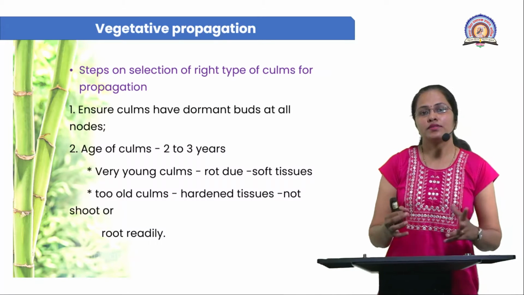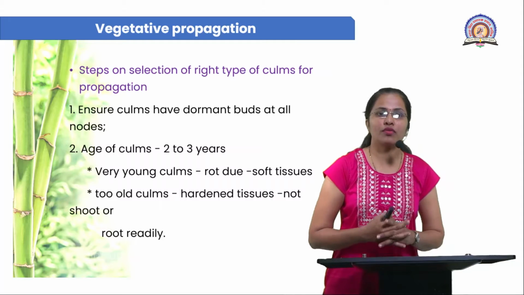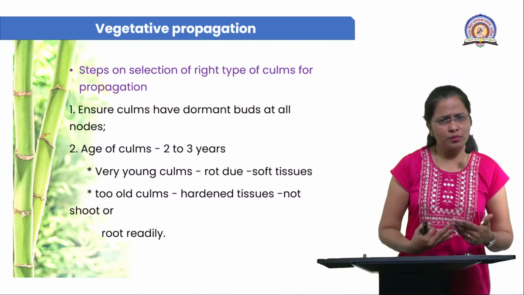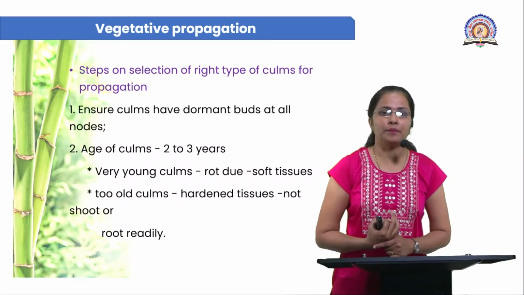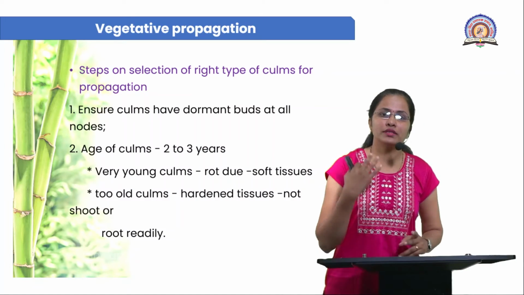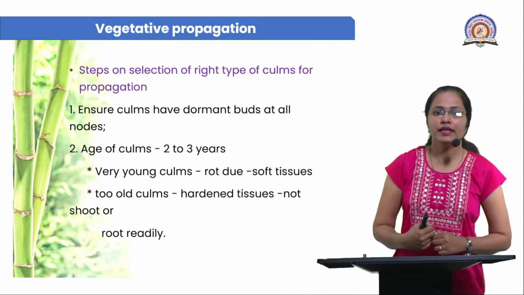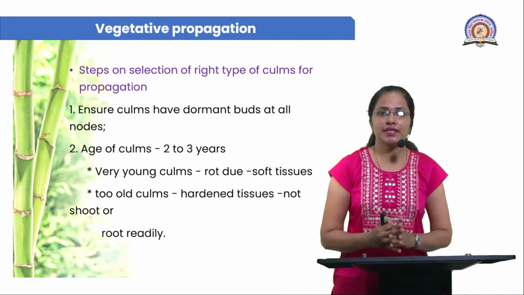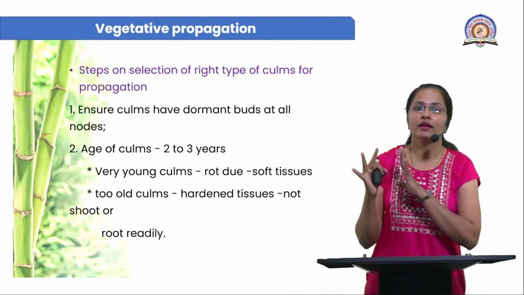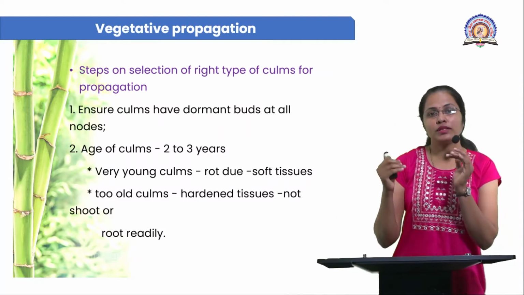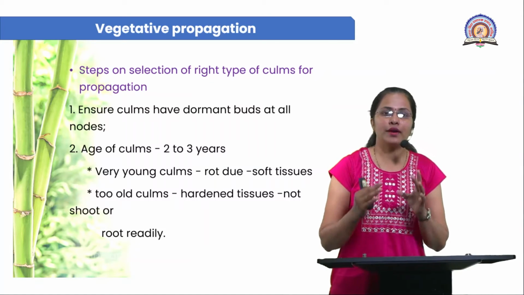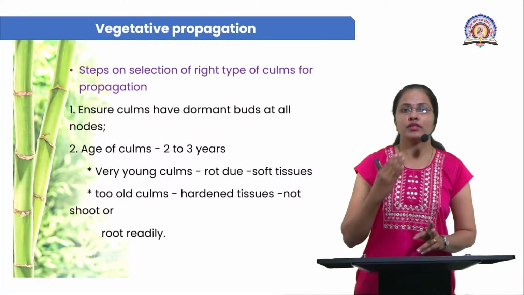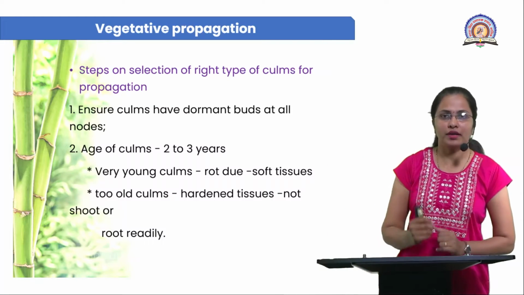Now we'll see the step by step procedure of clump cutting and how we will get a larger number of plants by using clump cutting. In this clump cutting method, initially we have to select a small portion of stem which has at least 2 to 3 nodes. But for the selection of this stem, we have to apply some criteria.